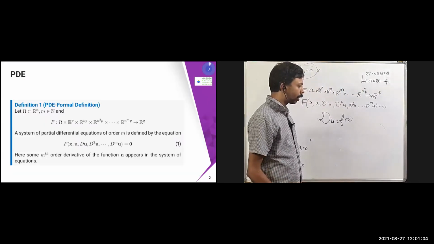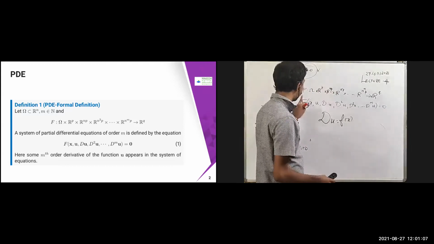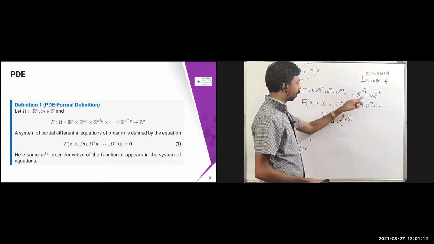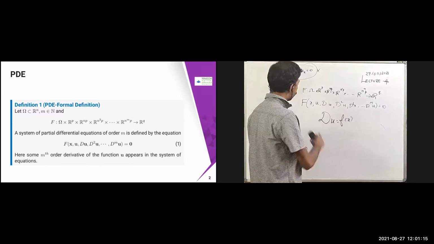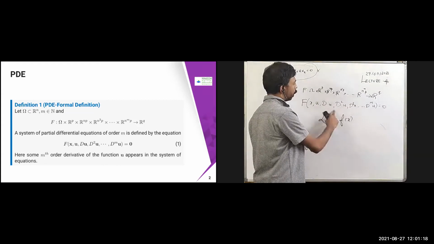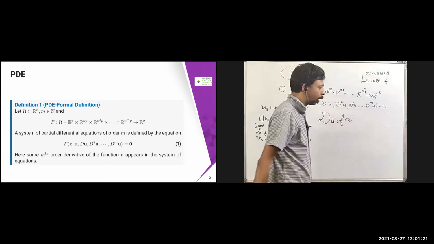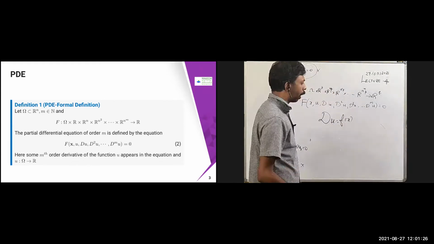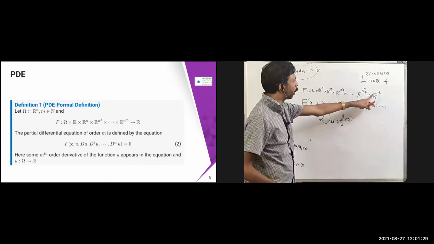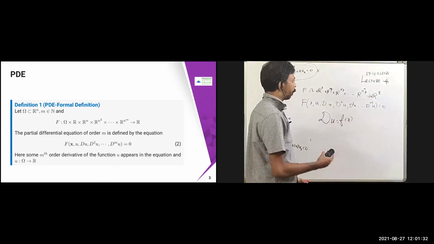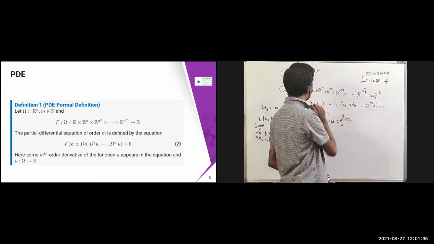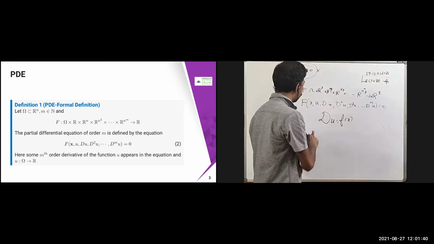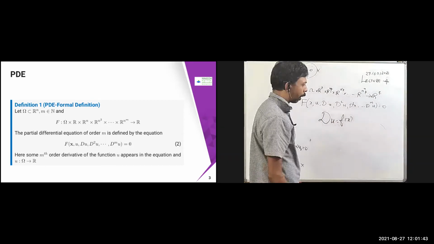We have discussed this formal definition of a PDE, where F is a function from omega cross R^p to R^(np) cross R^(np) cross R^(n^2 p), etc., to R^q, which is like F of x comma u comma Du, D^2 u, D^3 u, etc. Since q is there, it can be a system of PDE. But if I keep just one variable, u, as the only variable, it means u is a function from R^n to R.